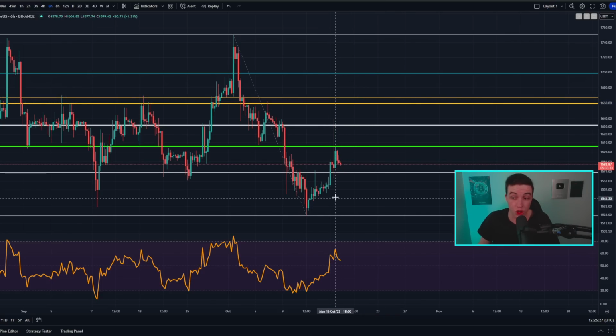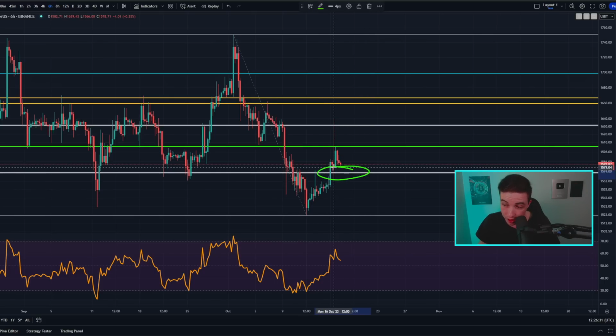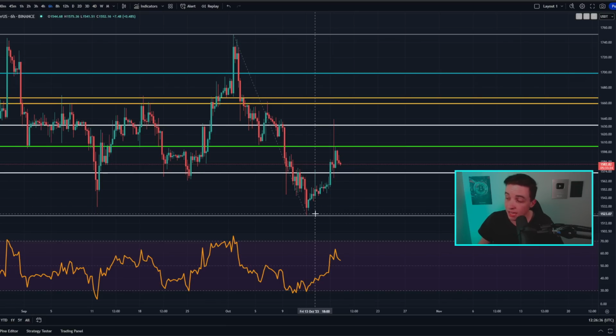And as for short-term support, we could find some support at around 1570 approximately, but if we break back below that level, then the next support to pay attention to is sitting at around 1520 to 1530.